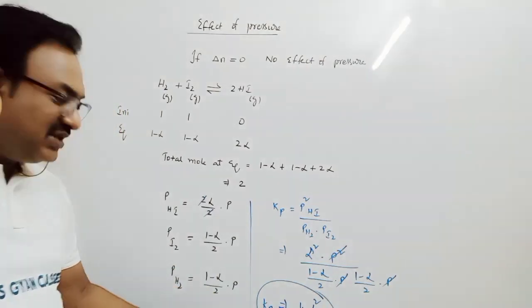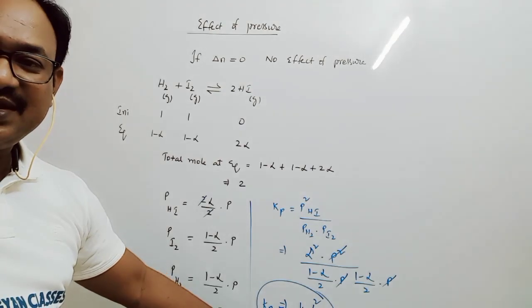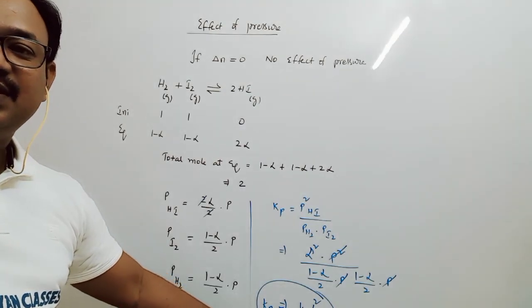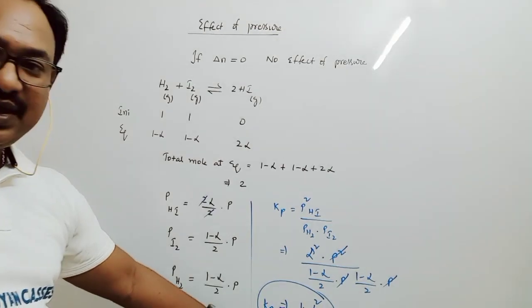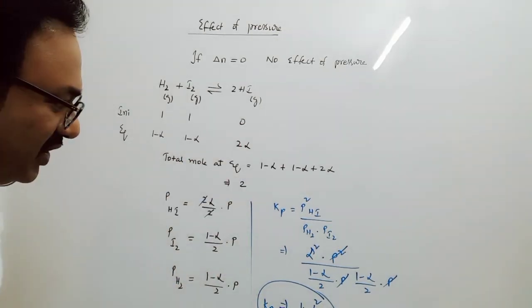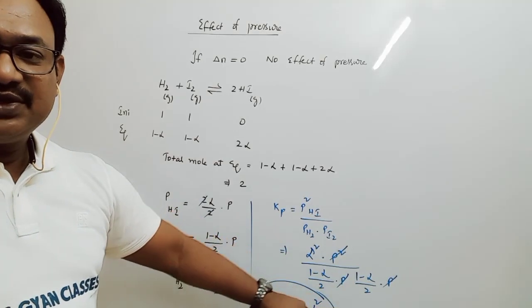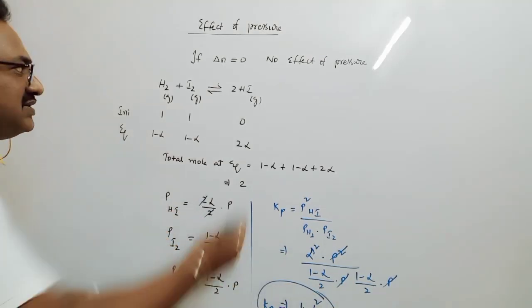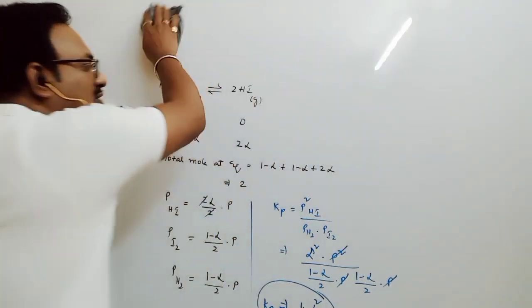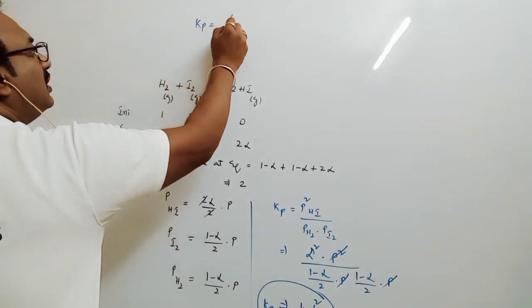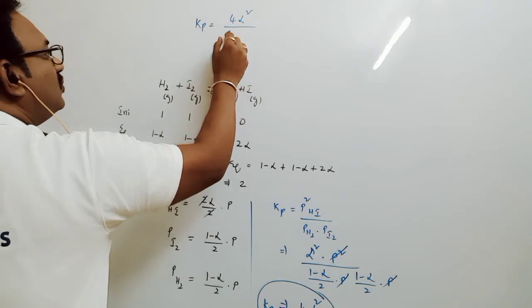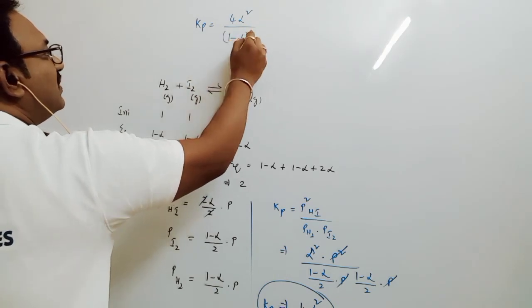Okay. So I think it may not be visible. Listen. I'll write this one at the top. Okay. So up to this much it is visible, but the Kp is not visible. So the Kp is equal to what we are getting? 4 alpha square by 1 minus alpha whole square.